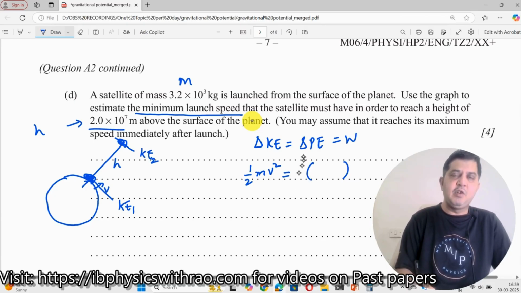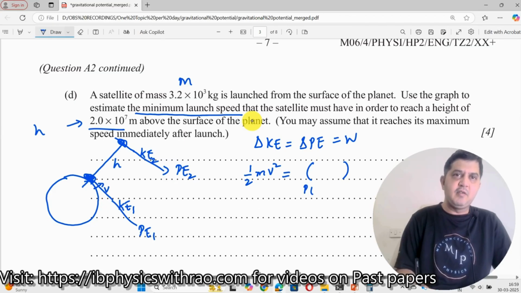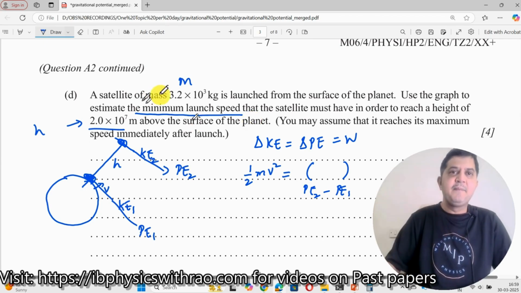This should now be equal to delta P. What is delta P? The potential energy at this point, PE1, and the potential energy at this point, PE2. I need to take the difference between these two. Now PE2 minus PE1, I'll write it down. How do I get PE2 and PE1? Since M is already given to me, I can get PE2 and PE1 from the graph. That's what has been asked. So how do I get it?